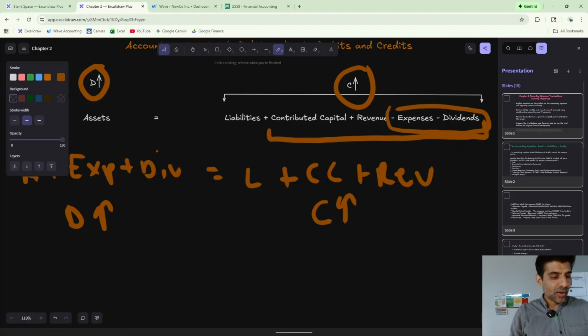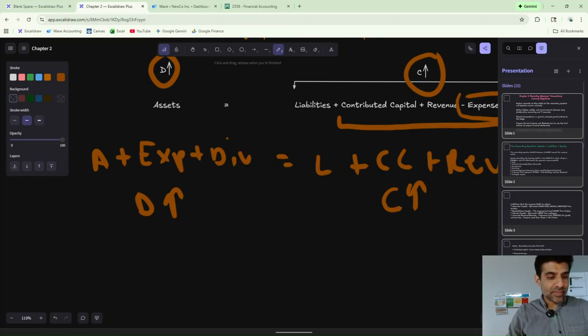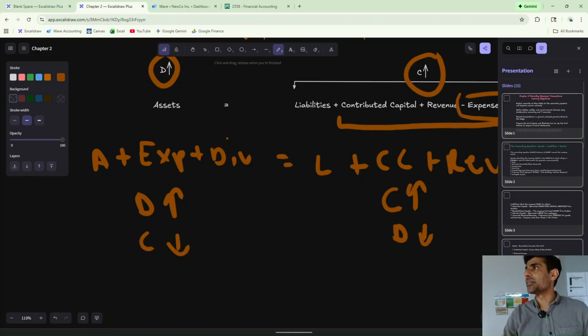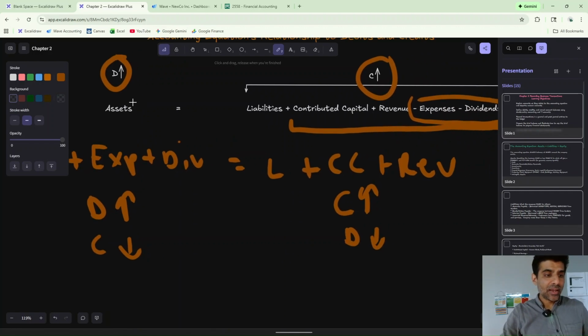And of course, on these right-hand side ones, if it's debited when they increase, it's credited when they decrease, and it's the opposite here. If they're credited when they increase, they're debited when they decrease. So hopefully you can relate which accounts are debit normal and which are credit normal by remembering the basic equation. It's derived from that. Any questions on this?